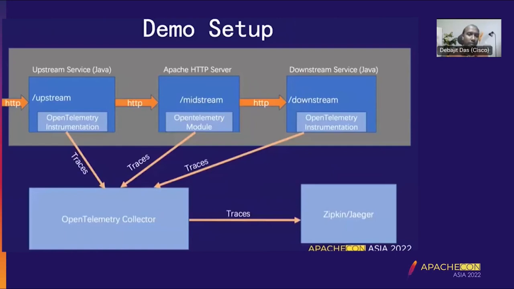Let's look at the demo setup that my dear colleague Pratyush is going to demonstrate in a few minutes. In this setup, we have two Java services, listening on /upstream and /downstream. And Apache HTTP server acts as a proxy for this /downstream. Apache HTTP server receives requests on /midstream and then forwards that request to /downstream. Java-based OpenTelemetry instrumentation is hooked into both of these Java-based applications. The telemetry data from each of these components, including Java and Apache, is emitted to the OpenTelemetry collector, which in turn forwards those traces to the Zipkin or Jaeger backends.